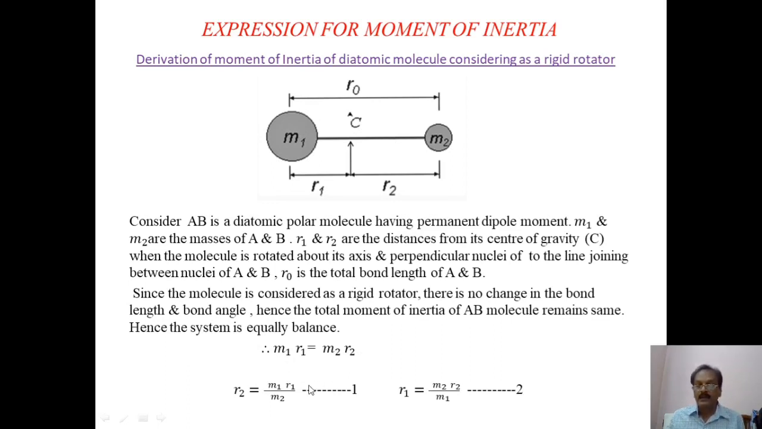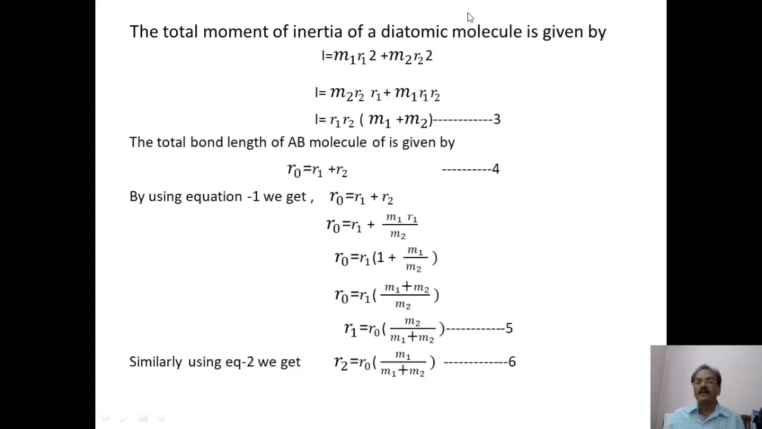Keeping R2 here, R2 equals M1 R1 upon M2, you can call this equation 1. Keeping R1 as it is, R1 equals M2 R2 divided by M1, you call this equation 2. Now the total moment of inertia of the diatomic molecule is given by I equal to M1 R1 squared plus M2 R2 squared. The moment of inertia for a single atom is m r squared, but here the two atoms are at distances from the center of gravity, so the sum of the moments of inertia of both atoms in the molecule is to be considered. So I is equal to M1 R1 squared plus M2 R2 squared.